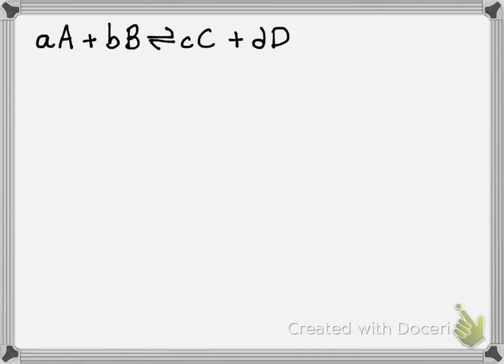Hi guys, today we're going to learn about the equilibrium constant, or Kc. Imagine you have an equilibrium reaction as seen above, where the lowercase letters are the coefficients and the uppercase letters are the species. Note that these chemical substances must be in the same state of matter as each other, i.e. all gas or all aqueous. You can have heterogeneous ones, but they're beyond the scope of this course.